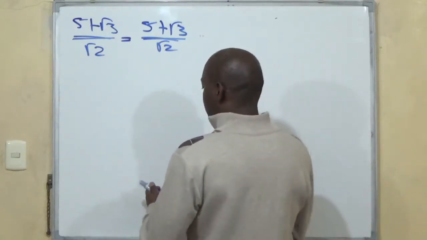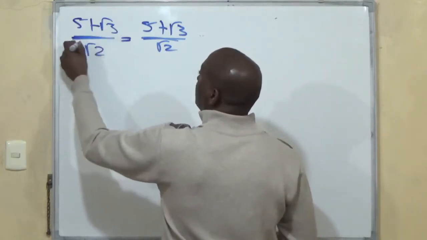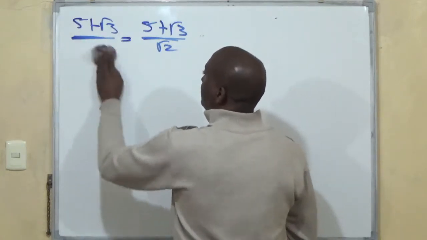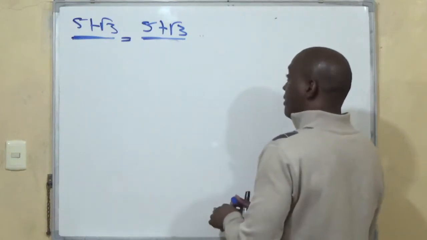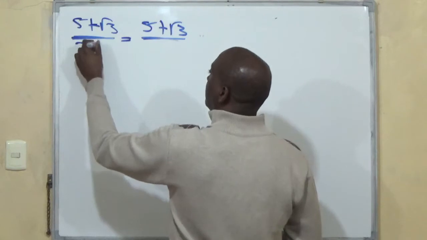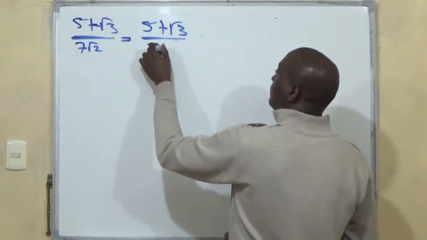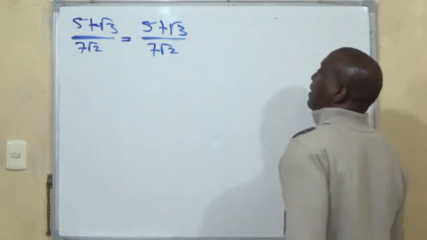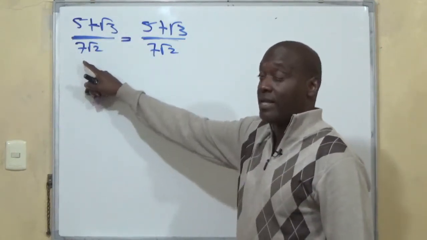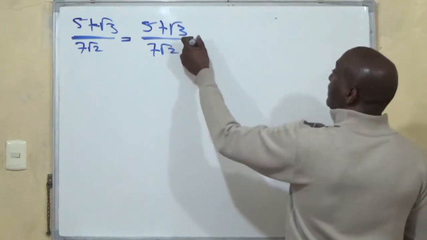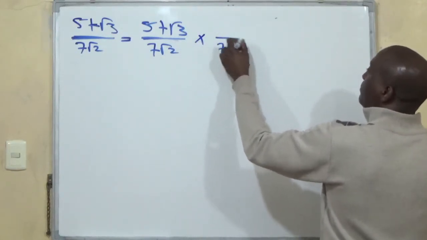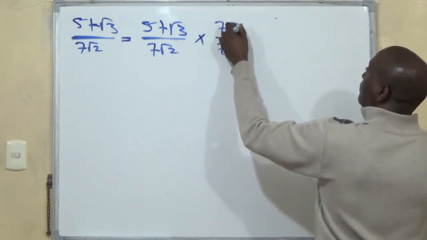So if you have 5 plus root 3 over 7 root 2, right? So we write the denominator properly now. 5 plus root 3 over 7 root 2, right? And we want, well, we started off with this, and we want to rationalize. Well, then that is equal to that multiplied by, in the simplest form, 7 root 2 over 7 root 2.